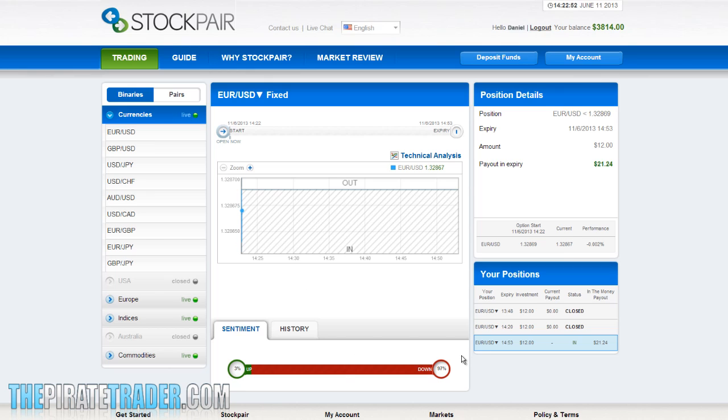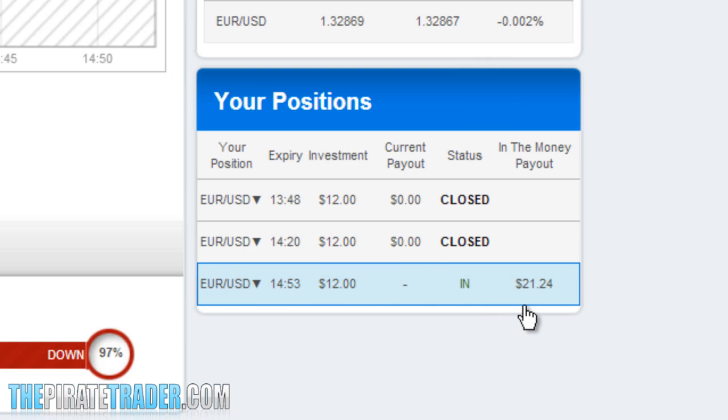Now, I'm trading the Euro-USD, but as I said, you can select any currency pair that you feel comfortable with. Let's take a moment and look at the currency pair we're trading. Right here, we've got the currency pair, my investment, and the rate of the currency pair I'm trading. And we've got when the trade will expire. We can see that the payout is $21.24, which is a 77% return on your investment.